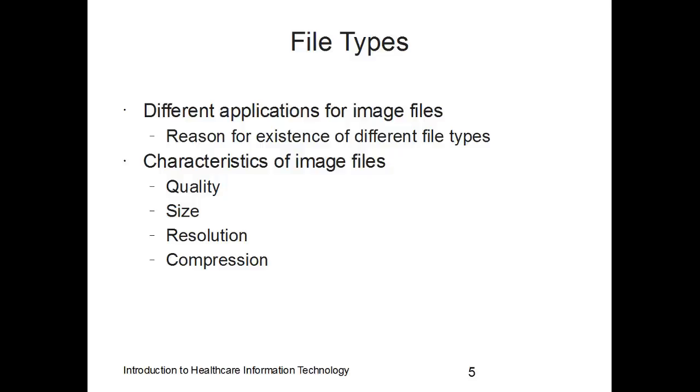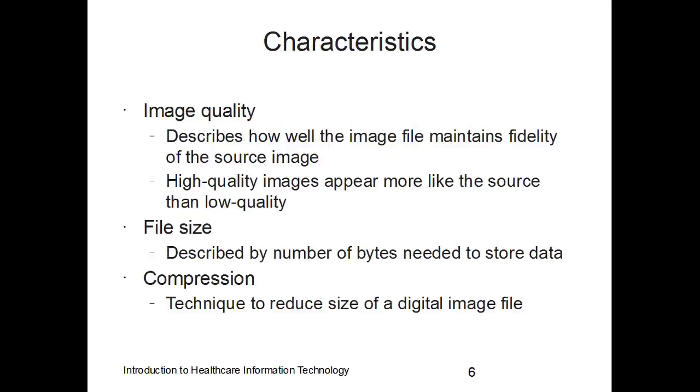Now when it comes to file types, there are different applications for image files, and that's the reason why we have different kinds of image file types. They will vary in their characteristics, and these differences are based on quality of the image, size, resolution, and compression of the image files. When we talk about image quality, this is describing how well the image file maintains fidelity of the source image, or how true the image is to the object that's being photographed. And high quality images appear more like the source than low quality.